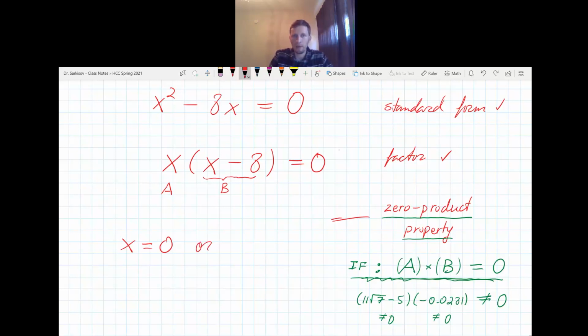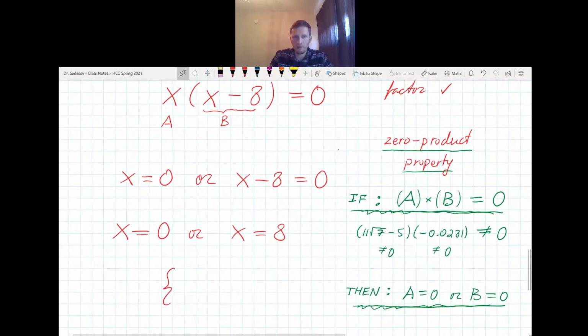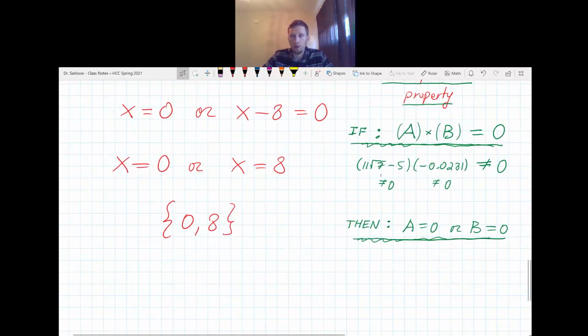Or what? x minus 8 is 0. That's my kind of B, right? So that's the zero product property. Okay, x equals 0, well, that's what it is. Or x equals 8. Add 8 to both sides. We know how to solve this now, right? That's what I'm saying, 0 or 8. Those are the answers. 0, 8, right? Those 0 and 8 work.